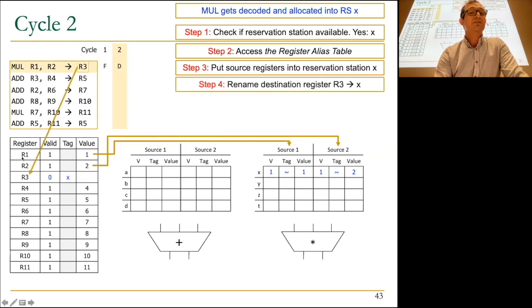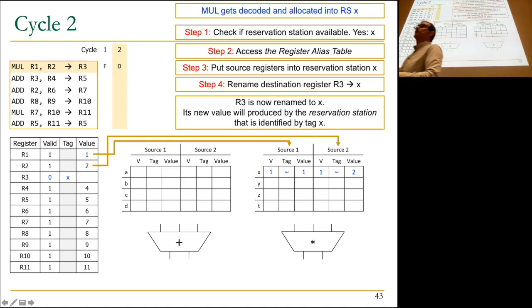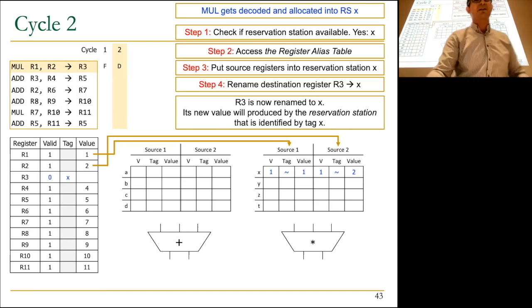Now, we also need to rename the destination register, which is R3, to X, just like we did yesterday. Basically, R3 is not valid anymore because multiply is going to produce the value of R3. And anyone who wants to get the value of R3 better capture the tag X when it's broadcast. That's what this means, basically. So anyone who's going to read R3 now is going to get X as a tag. So basically, R3 is now renamed to X. Its new value will be produced by the reservation station that's identified by tag X. And anybody who's going to consume that value is going to refer to that as X. And we'll see that very soon.